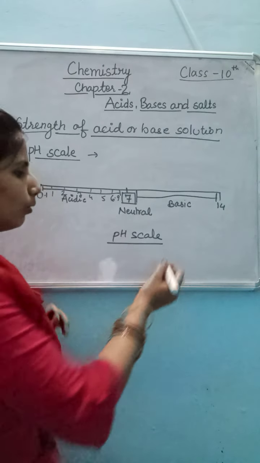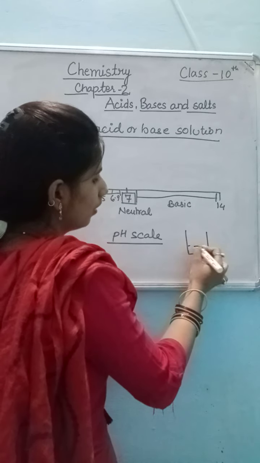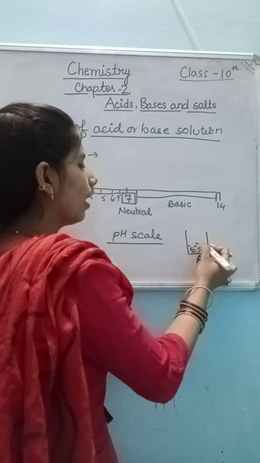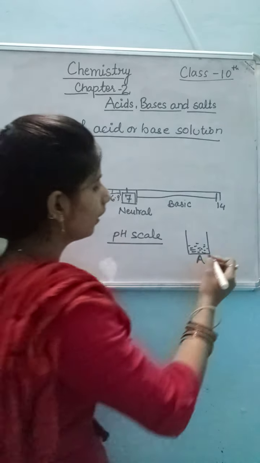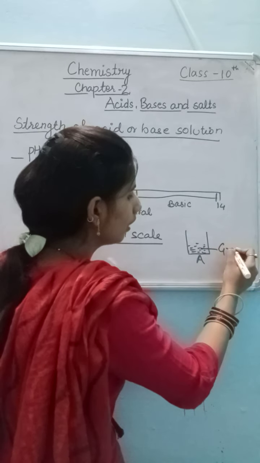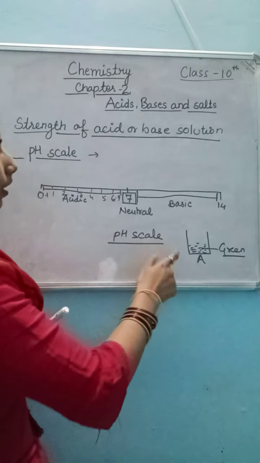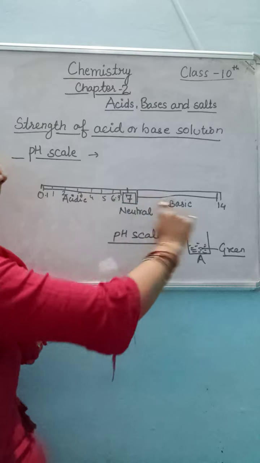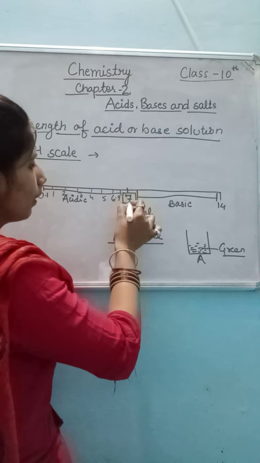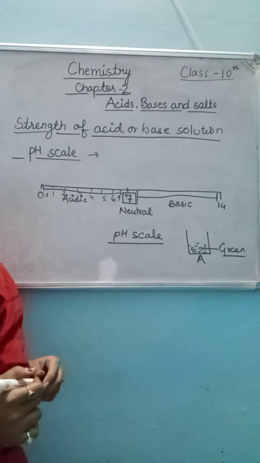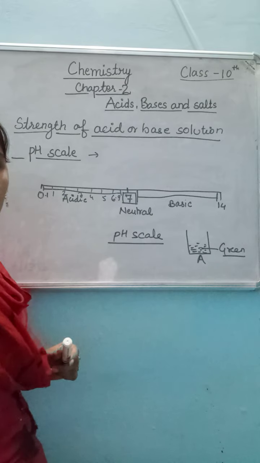Suppose in beaker A we have a solution and we add a few drops of universal indicator to it, and it gives green color. We have to match the green color with the pH scale. If the color is green, it means the pH value is 7, and a pH value of 7 means the solution is neutral.